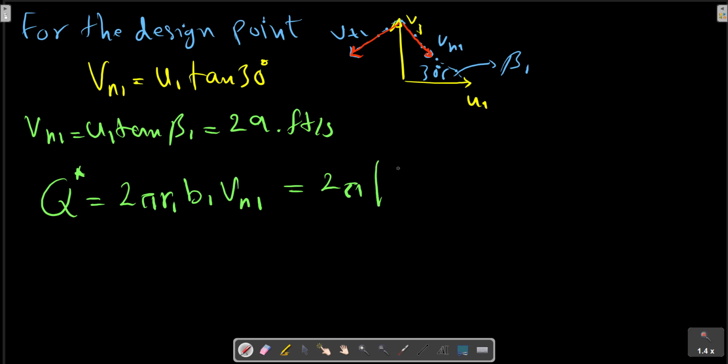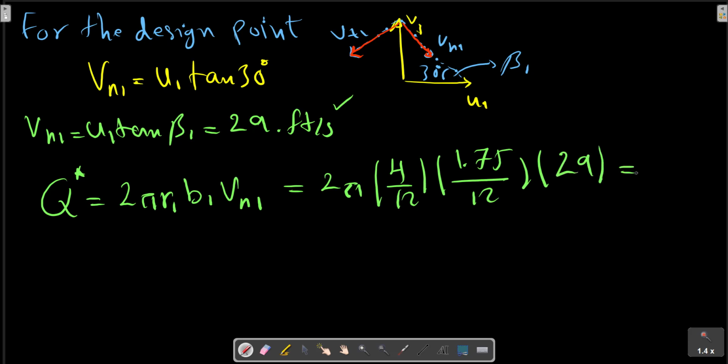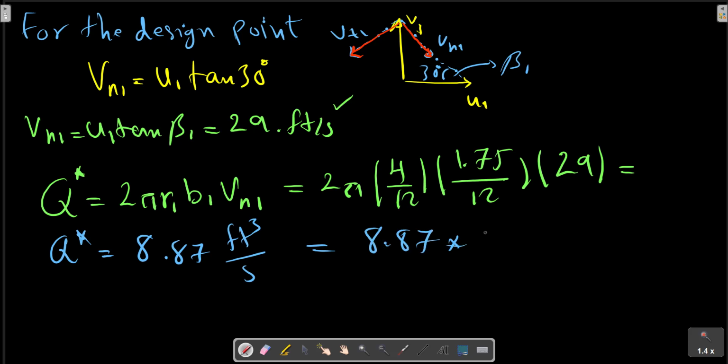Now for discharge, we have this relation for the discharge at the design point: Q star equals 2 pi R1 B1 VN1. We have all quantities, VN1 calculated, and Q star equals cubic feet per second, which can be converted to gallons per minute, multiplied by the minutes, multiplied by the gallons per cubic foot.